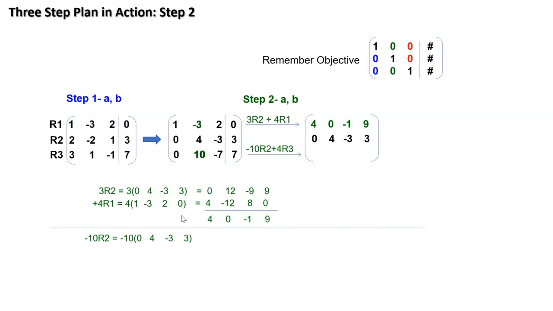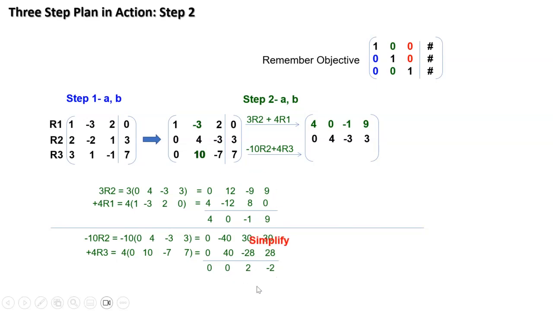It's -10 row 2 plus 4 row 3. So I'm going to multiply -10 times every element in row 2. It's going to give us 0, -40, 30, and -30. Then you're going to add it to row 3. It's going to give us 0, 40, -28, and 28. So after we do the operation here, we get 0, 0, 2, -2.